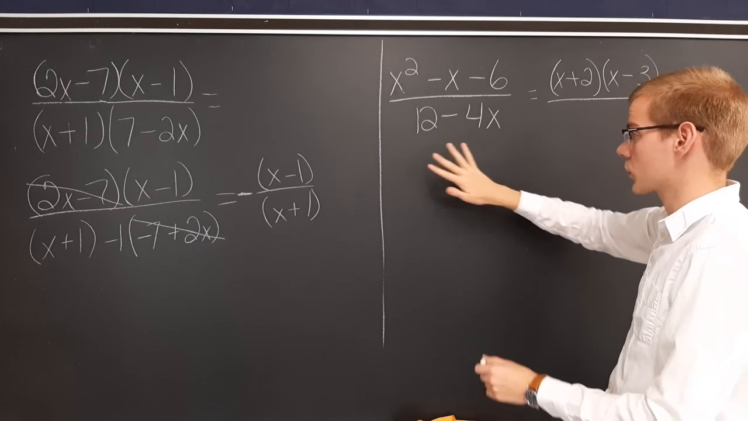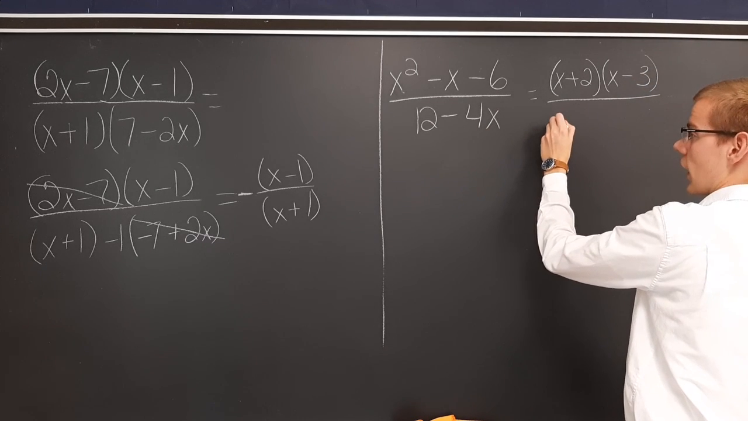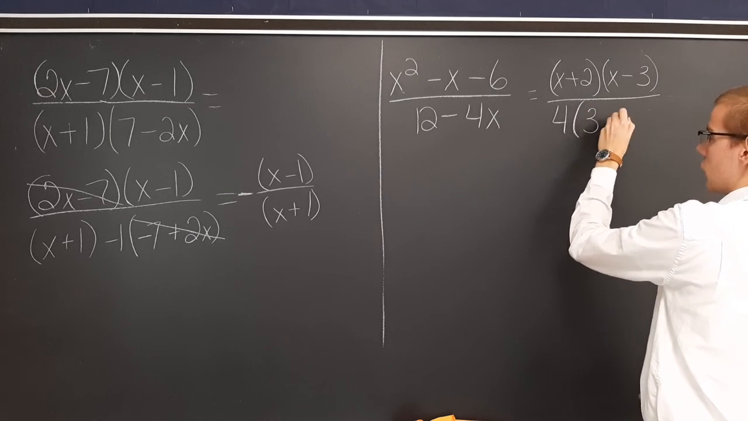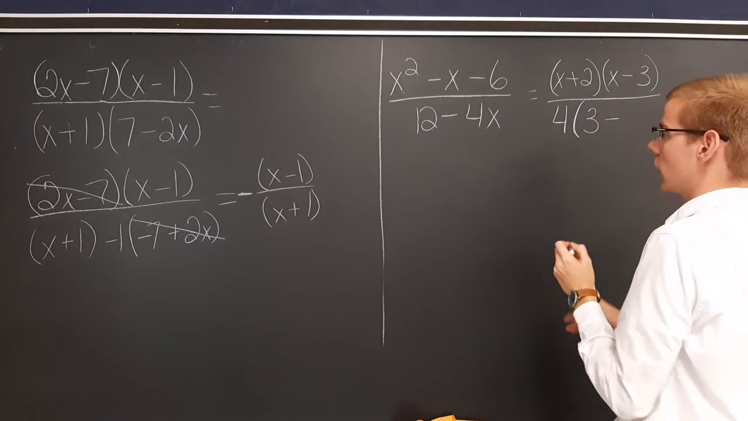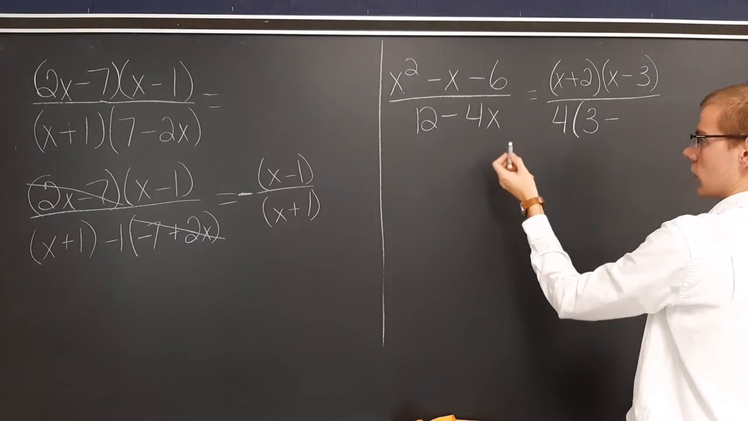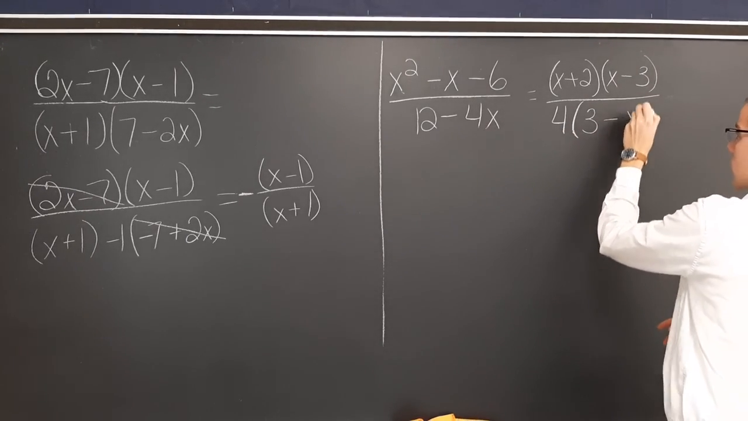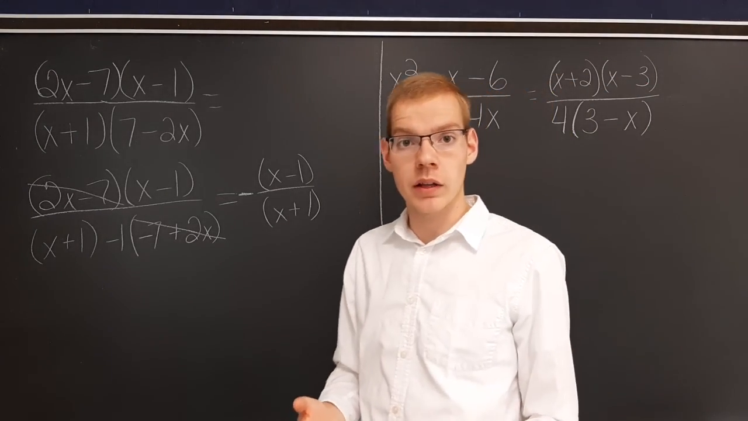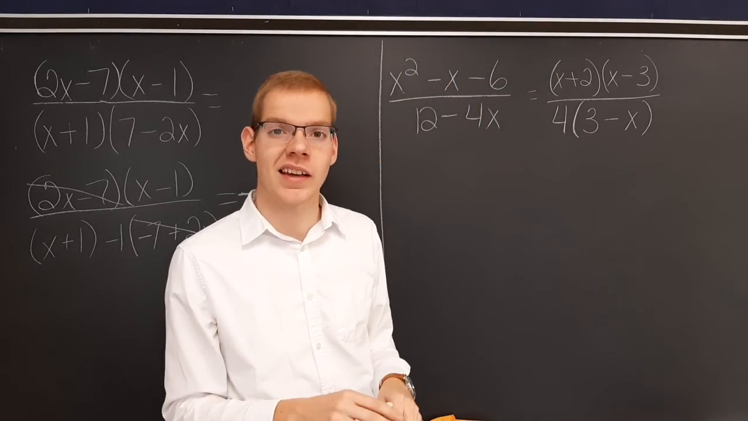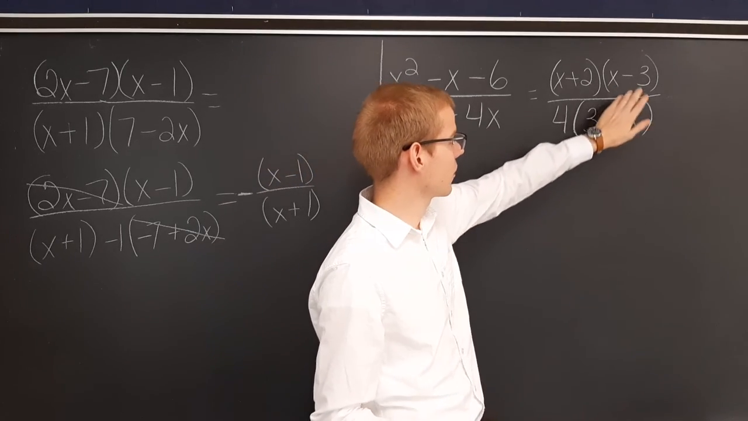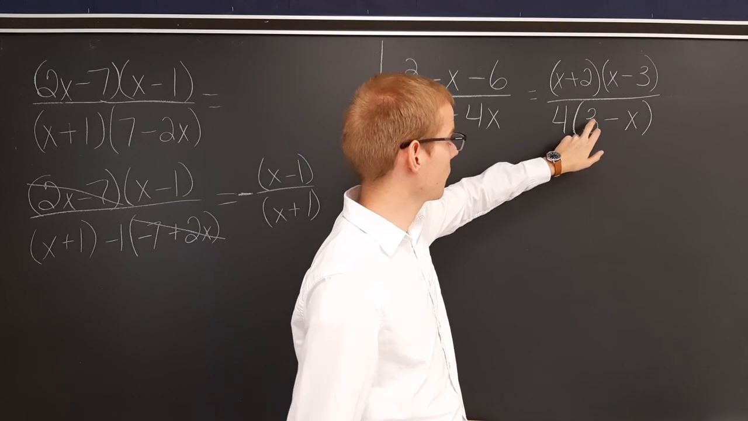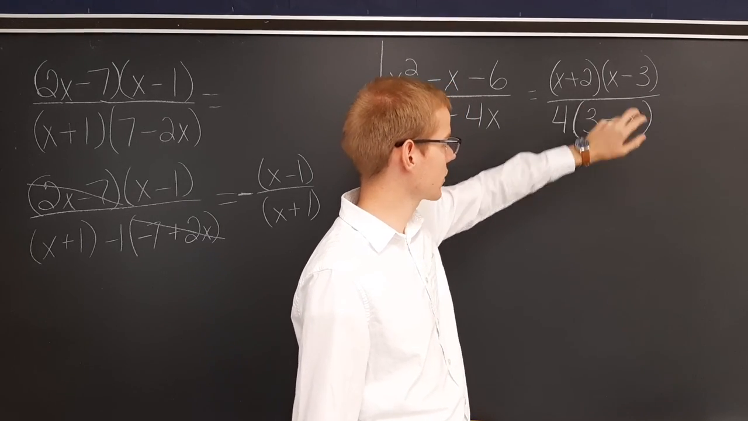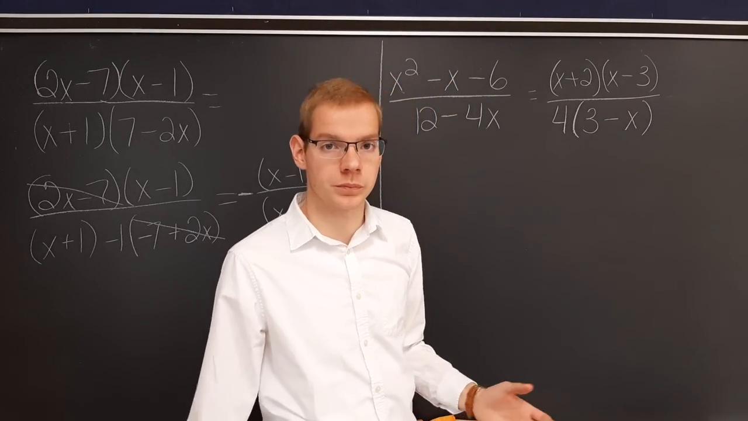12 and 4, 4 goes into 12 3 times. So we have 4, we have 3 left over, minus, and then 4 times what equals -4x, -x. So now we would be ready to simplify, but the only problem is that this is in reverse. We have a 3 and there's a -3, and here we have an x, -x, and there we just have an x. So what do we do?